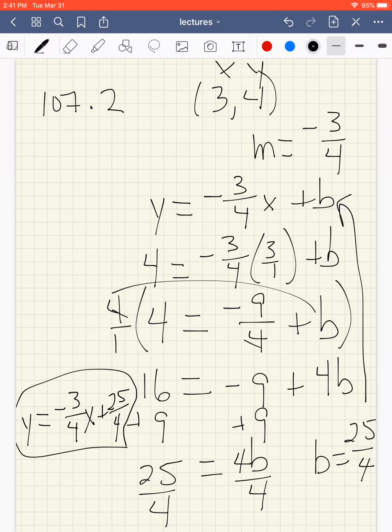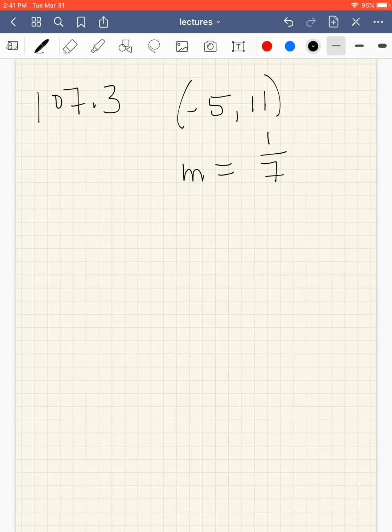All right, so the equation is y equals negative 3/4 x plus 25/4. All right, next, find the equation of the line that passes through the point negative 5, 11, and has a slope of 1/7. All right, let's go ahead and get started. I'll give you a second and see how far you can get.